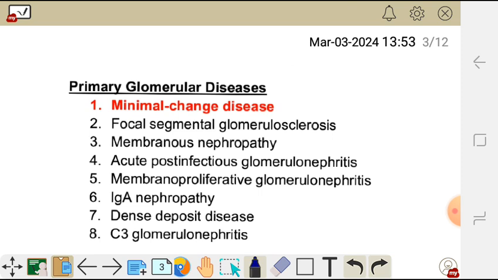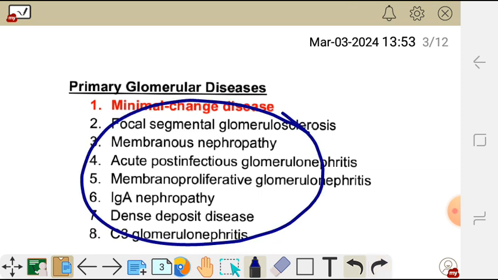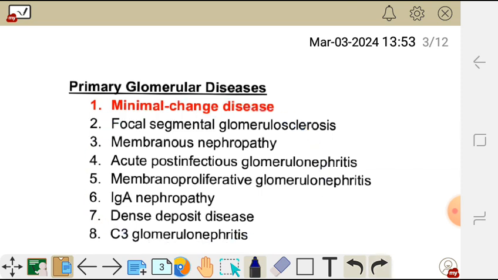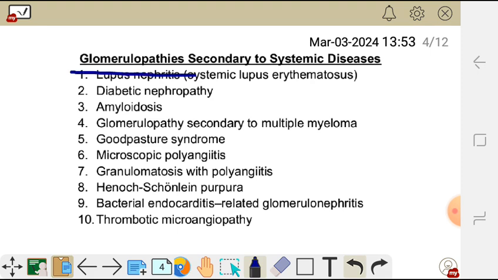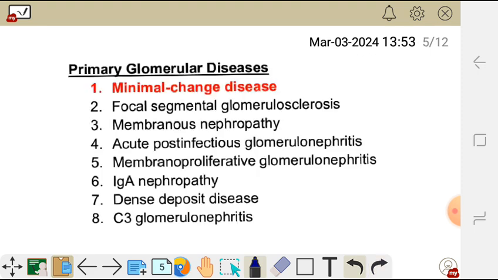These diseases include those called primary glomerular diseases, which are listed here, and in this video we are going to focus on minimal change disease. In other videos we are going to look at these other conditions. Apart from primary glomerular diseases, we also have glomerulopathy secondary to systemic diseases, which are also listed here, and we will look at these one by one. Without wasting much of your time, let's dive into minimal change disease.